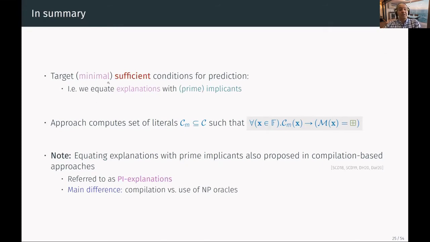So what have we done? We are looking at subset minimal sufficient conditions for the prediction. Essentially, what we are doing, and others are doing as well, several groups now, is equating explanations with prime implicants. So what we do is pick a subset of the input literals such that this first order statement is true. For any point in feature space, if the set of literals that I pick is true, then the prediction is guaranteed to be what I'm looking for. As I said, other groups have proposed equating explanations with prime implicants with a different setup in terms of the algorithms used, but it's exactly the same definition.